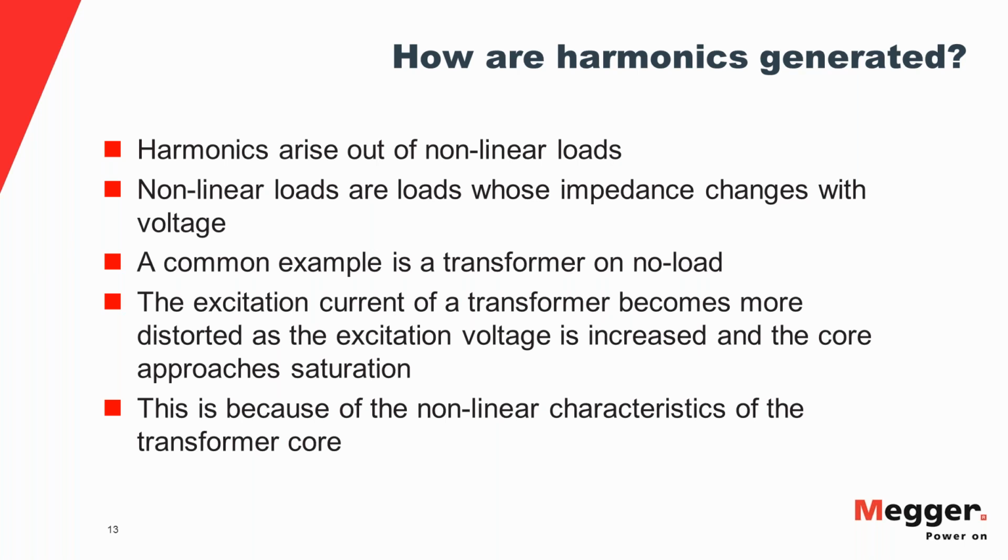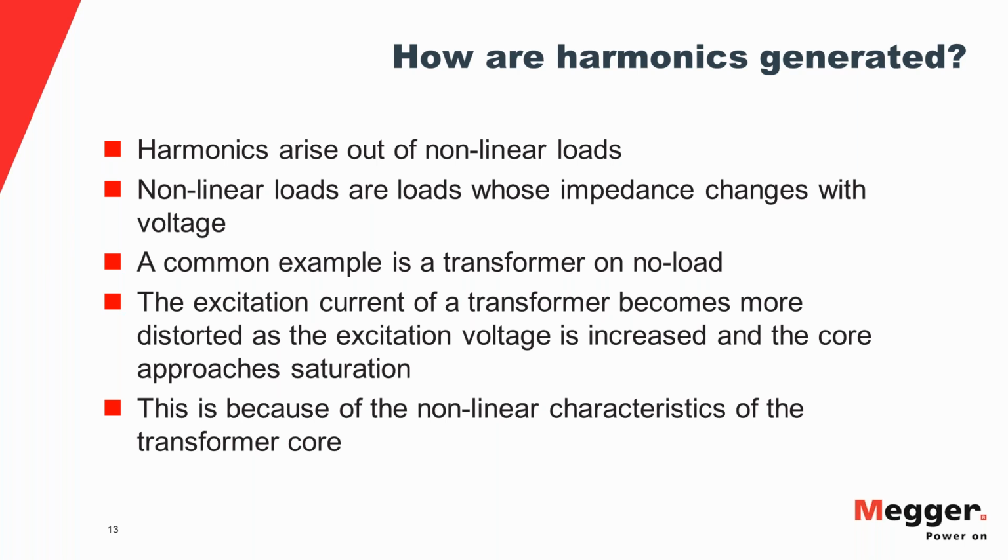So harmonics arise out of non-linear loads. What are non-linear loads and what are linear loads? A linear load is a load whose impedance or resistance doesn't change with the change in voltage. So take a resistor of 1 ohm. If you apply 5 volts across it, you'll get 5 amps. If you apply 10 volts across it, you'll get 10 amps.